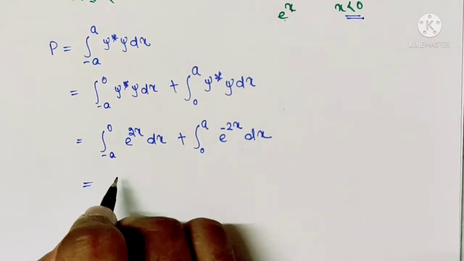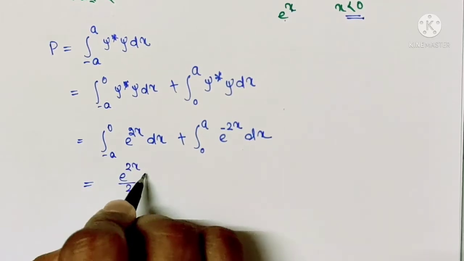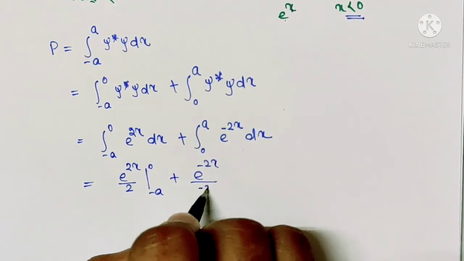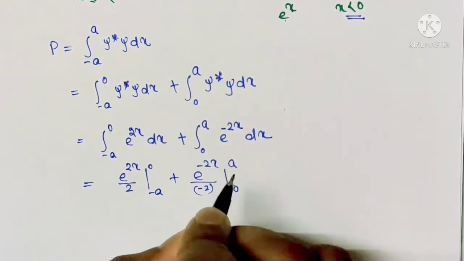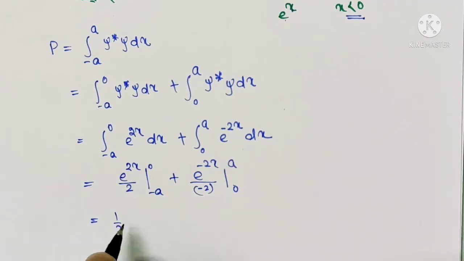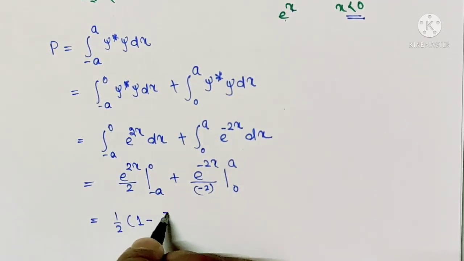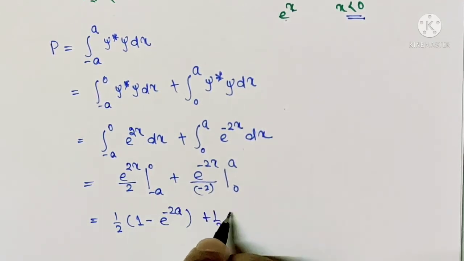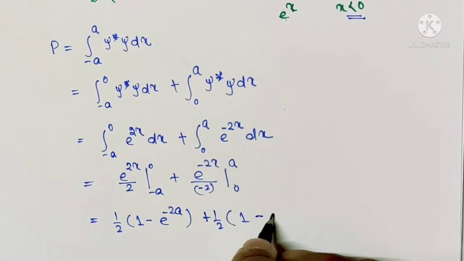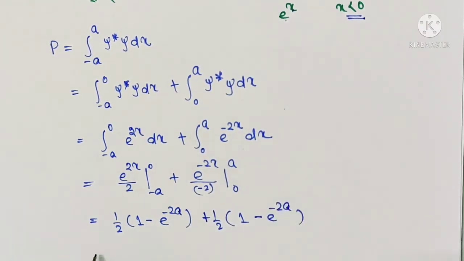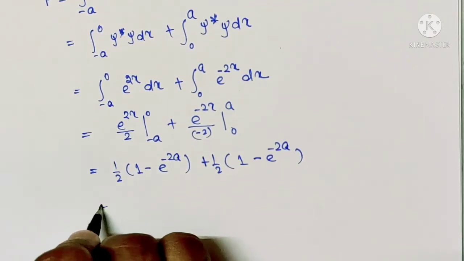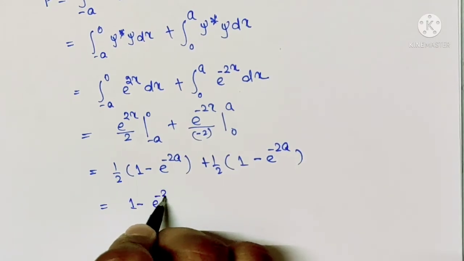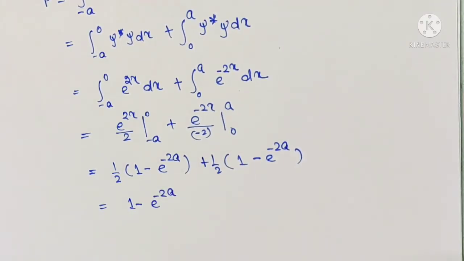So it is exponential 2x by 2 from minus a to 0, plus exponential minus 2x by minus 2 from 0 to a. So it is half of 1 minus exponential minus 2a, plus half of 1 minus exponential minus 2a. Okay, so it is 1 minus exponential minus 2a. So your correct option is option 4.